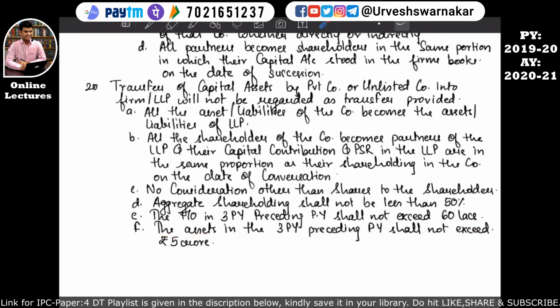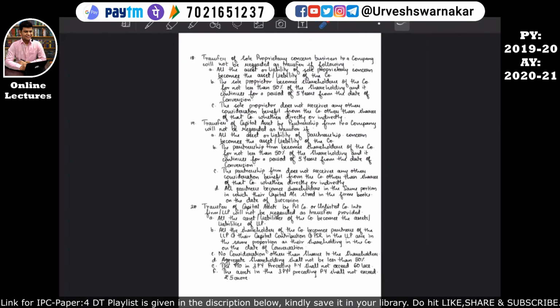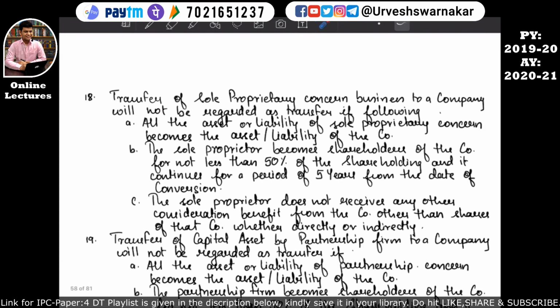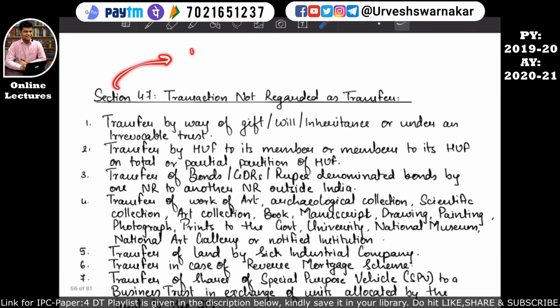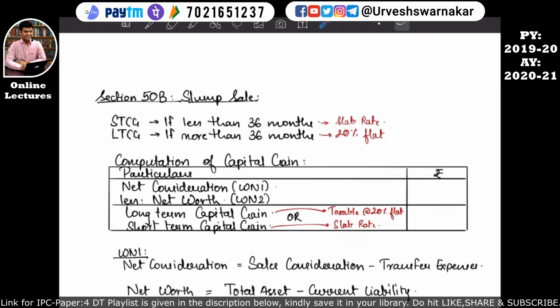I hope this is quite clear. So don't worry about this. You just need to study all this in the form of theory. Do not expect a practical question on this. This section, that is section 47, will at maximum come in MCQ. There is hardly a possibility that they will ask a theory question on this, or a practical question on this. I hope this is quite clear to you all.